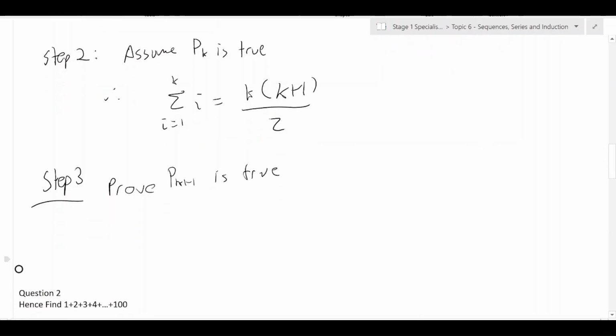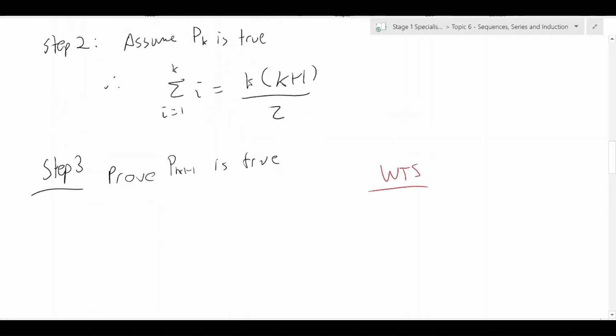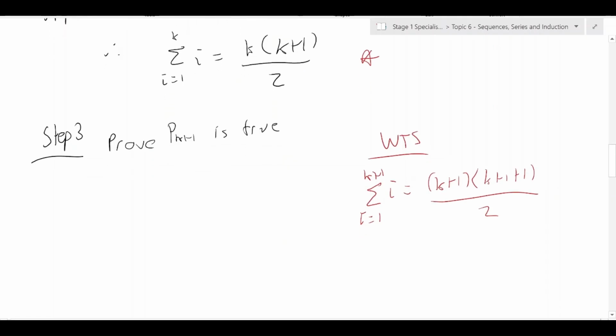So when we do this step, I always do a "want to show." What do we want to show? I want to show essentially this statement here, but with K plus 1 instead of K. So the sum from i equals 1 to K plus 1 of i equals (K plus 1)(K plus 2) over 2. That's what we want to show.